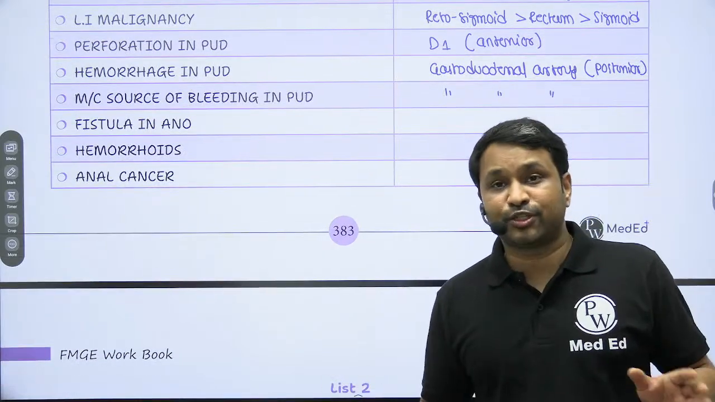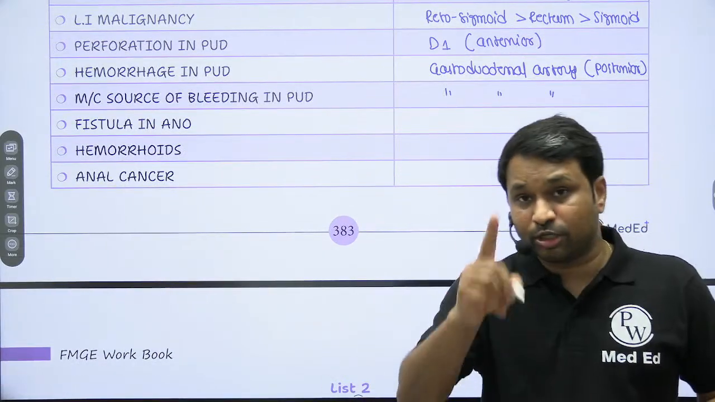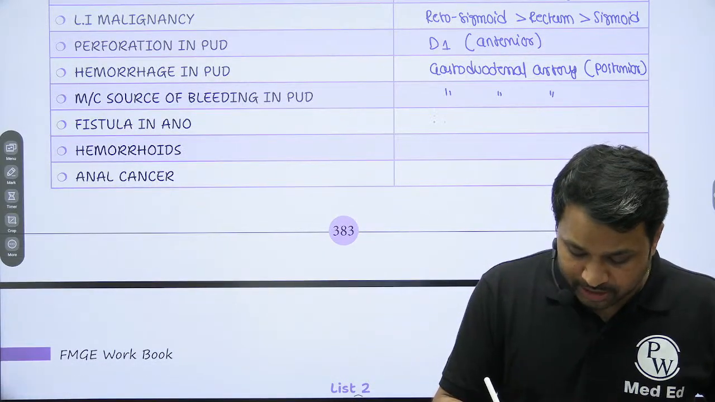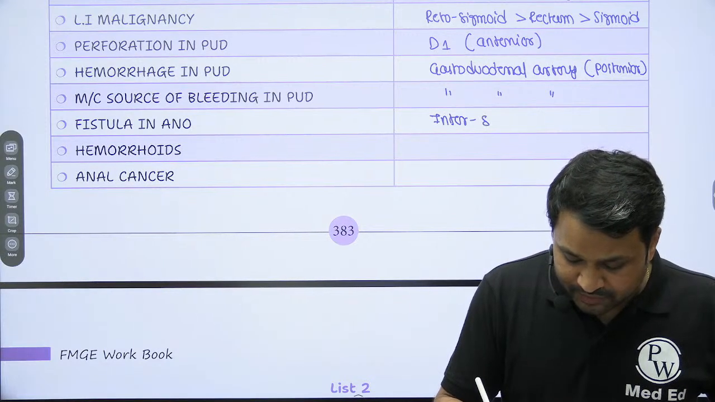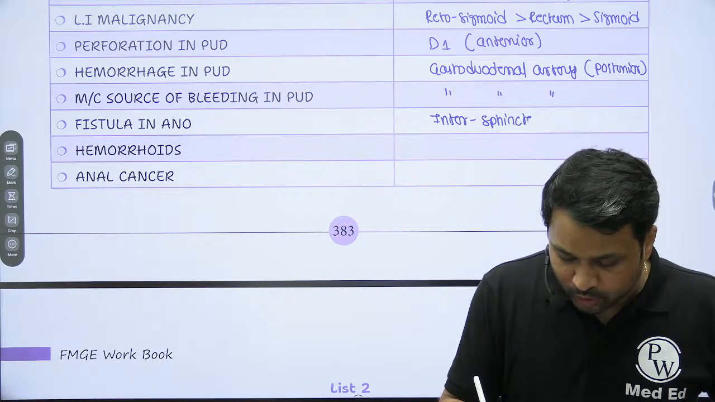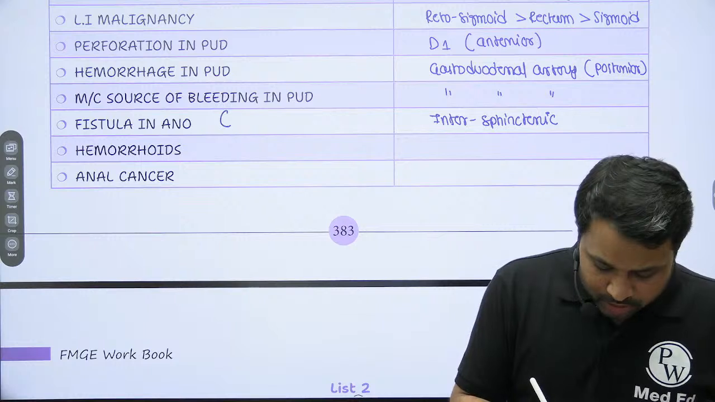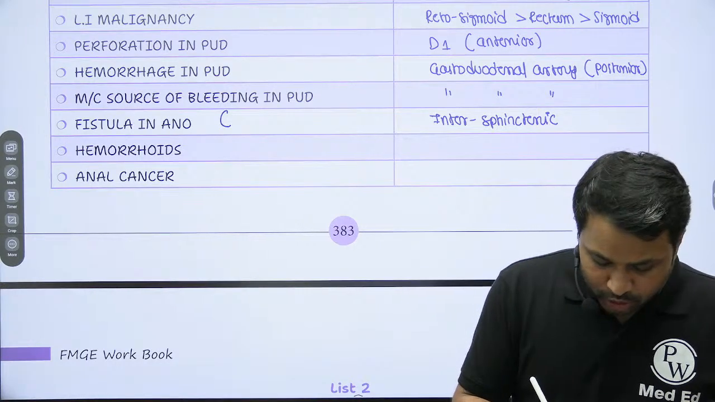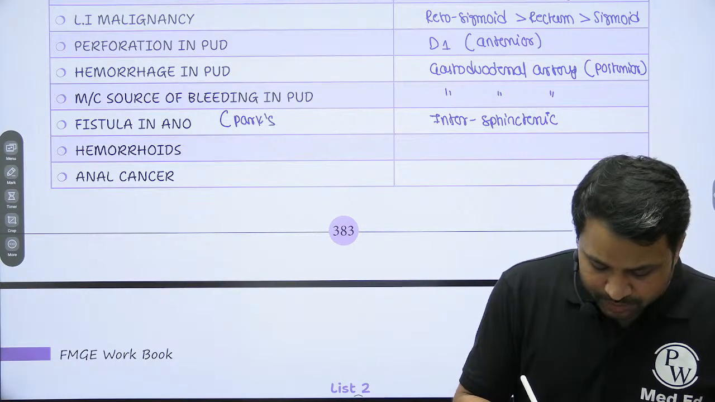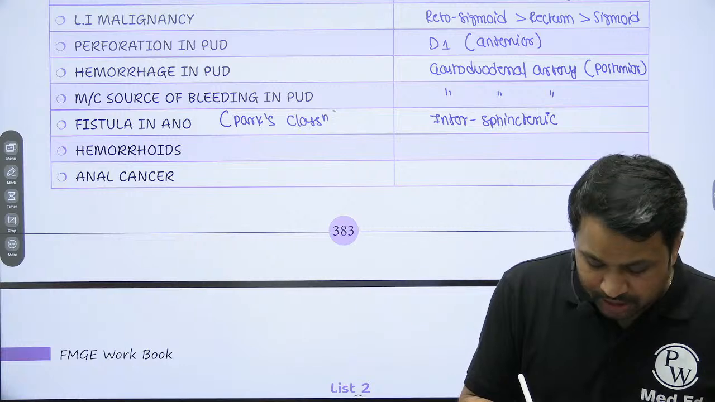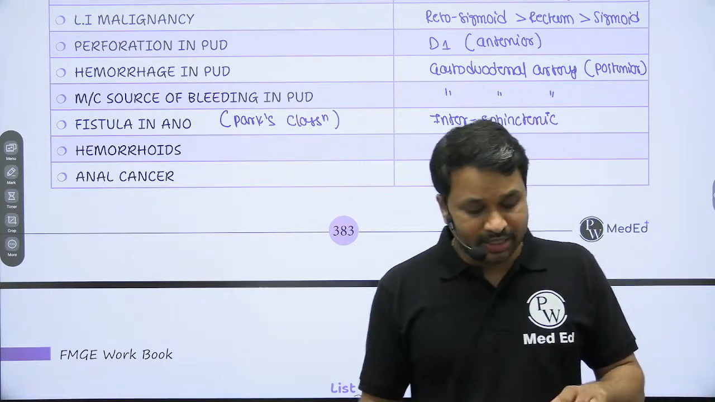When we talk about the fistula in ano, the most common type according to the Parkes classification is going to be your intersphincteric type. The most common according to the Goodsall rule. Remember कौन सा rule लगता है? Here you are going to talk about the Parkes classification. The Parkes classification will tell you about the type of fistula, and the tract is given by your Goodsall rule.